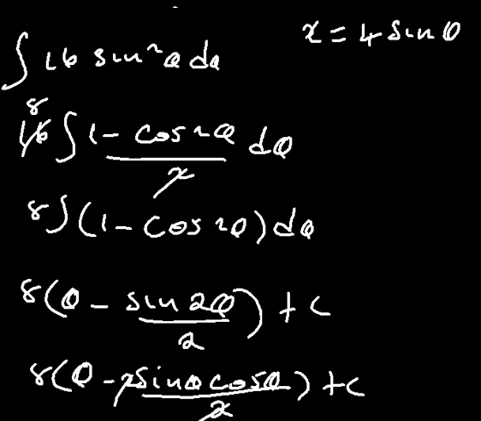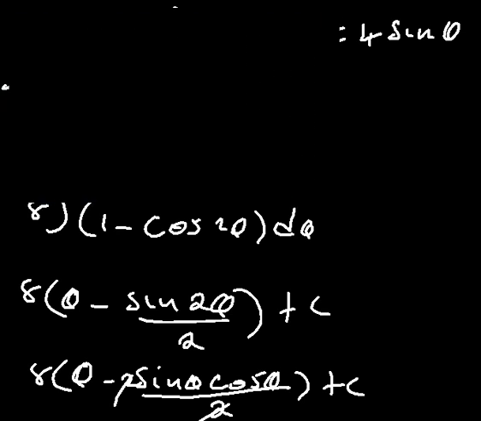And this will cancel. We have already done the integration, so we just have to simplify it further. That is the same as 8 times theta minus sin theta cos theta, plus c. But now we have to express the solution in terms of x, not theta.